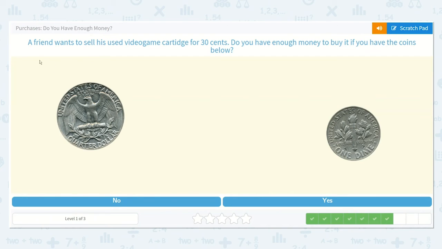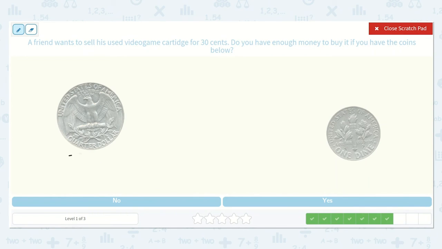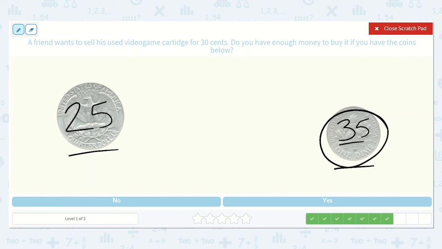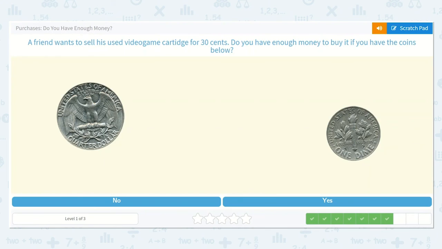The next one says, a friend wants to sell his used video game cartridge for 30 cents. Do you have enough money to buy it if you have the coins below? Well, let's see. We have a quarter, which is 25 cents. And then we have a dime, which is 10 more cents. So 25 plus 10 is 35, because our tens place just goes up by one number. So if we have 35 cents, do we have enough to buy the video game cartridge for 30 cents? Yes, we have more than 30 cents.